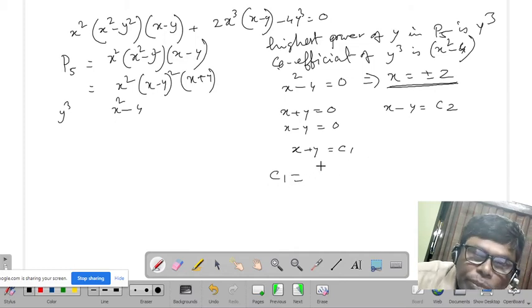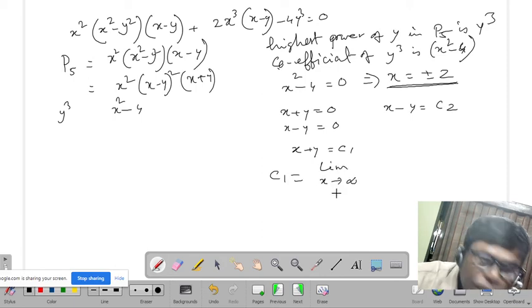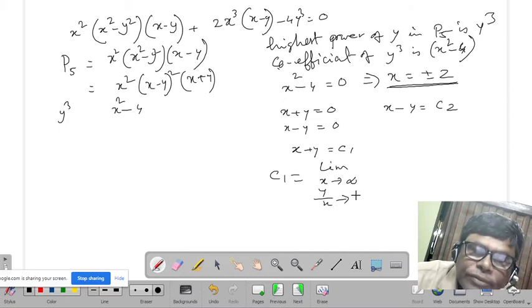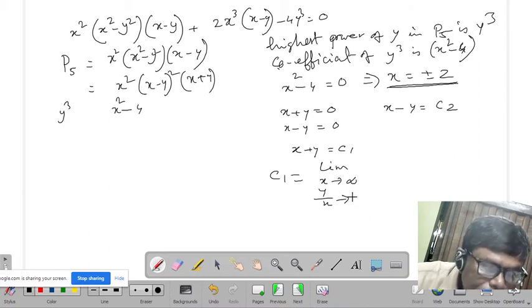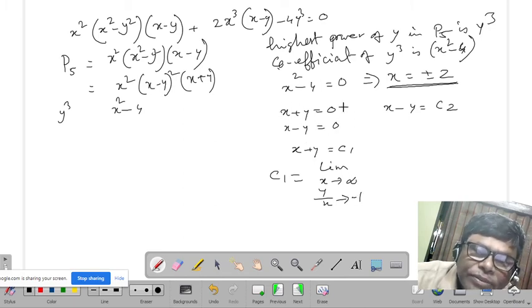c1 is equal to the limit as x tends to infinity, and y by x tends to how much here? Y by x, can anyone tell? c1 is equal to how much? Minus 1. From here y by x is minus 1.